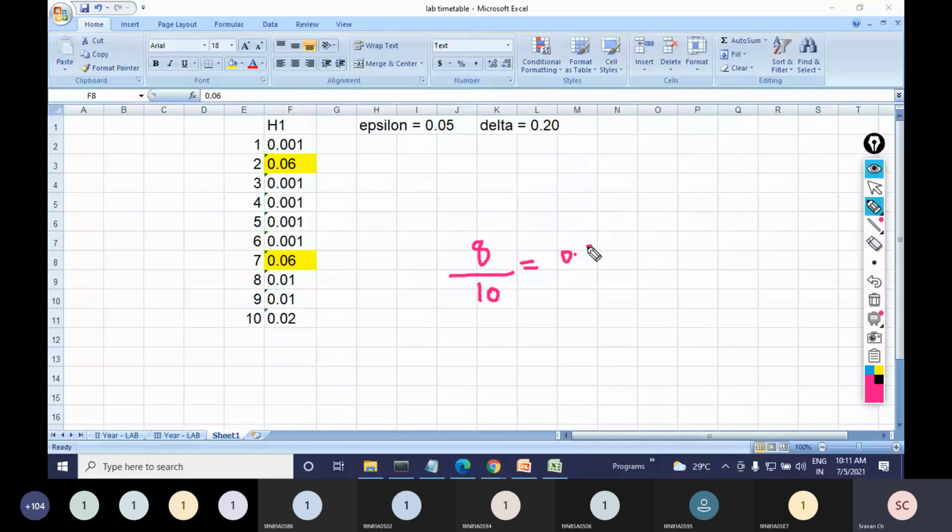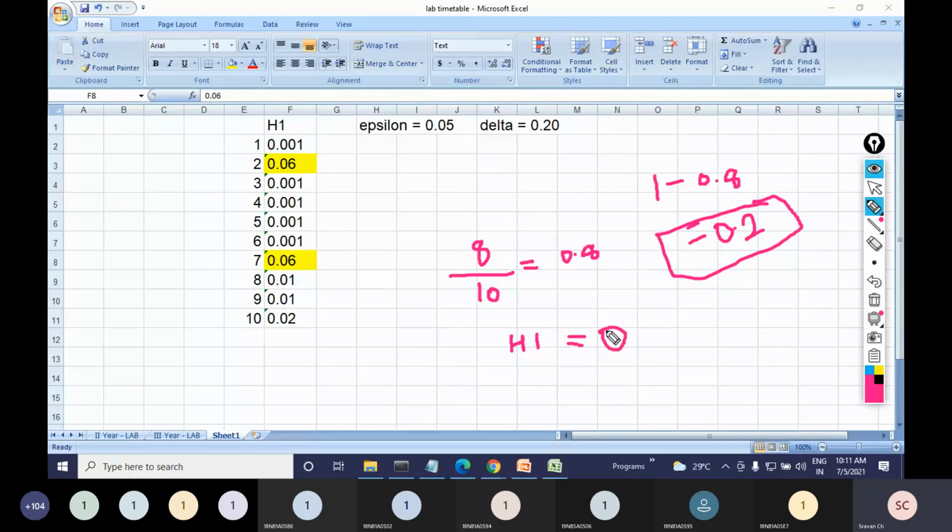Fine. Now if I subtract this from 1, 1 minus 0.8, this is coming to 0.2, right? It means the success rate of this particular hypothesis H1 is equal to the delta which we have given, 0.2. So H1 can be accepted. That is the point. H1 can be accepted.